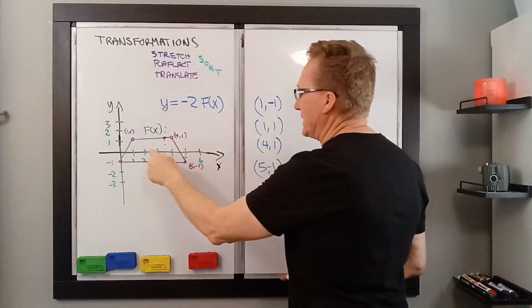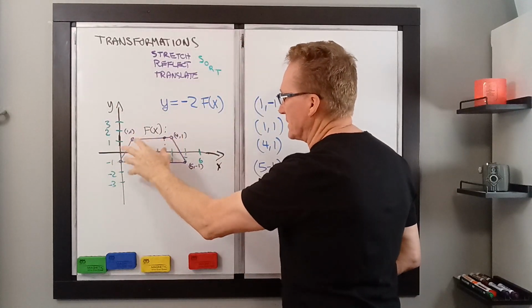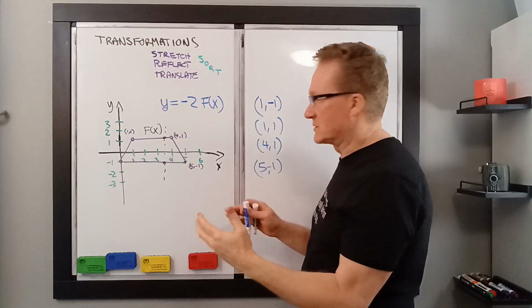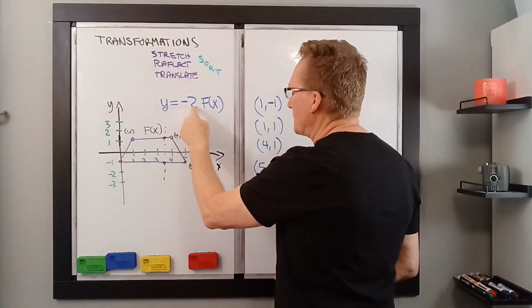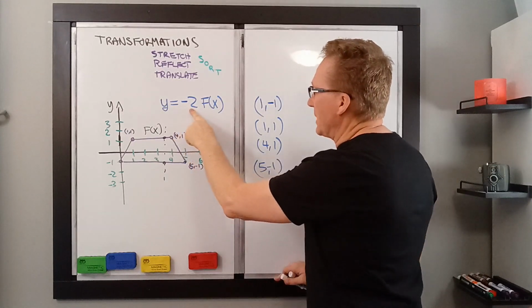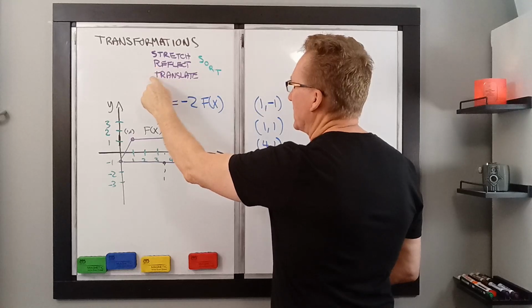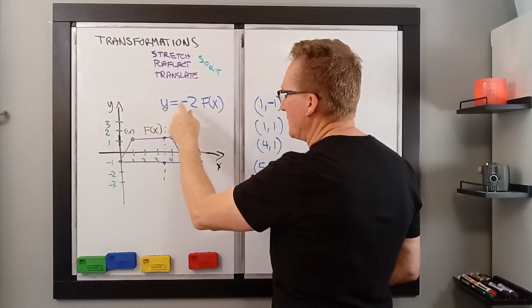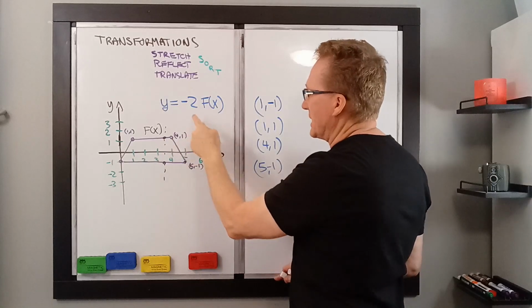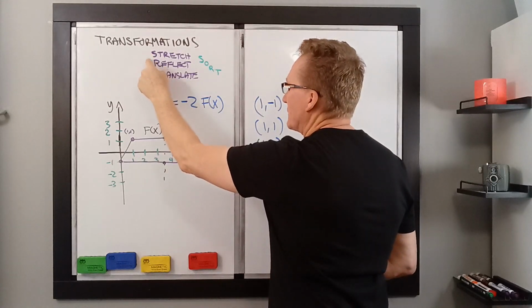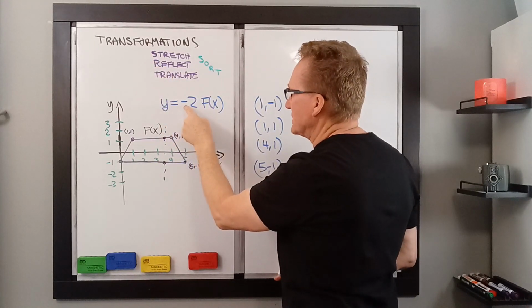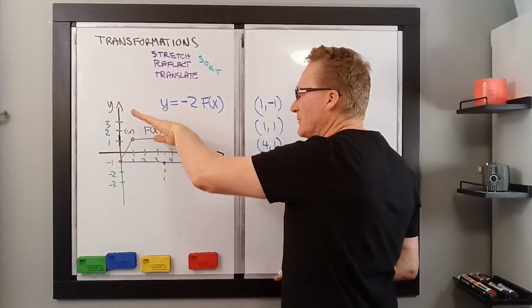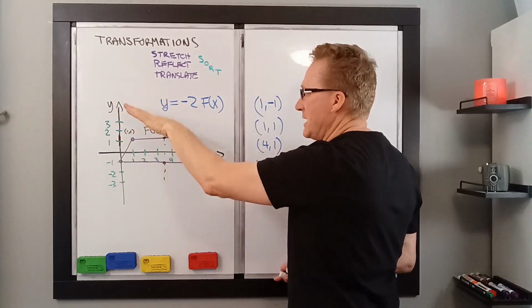So let's say we wanted to take this trapezoid, this function, or this relation, it's really a relation, and multiply it by -2. What's that going to be? Well, from what we talked about before, it's going to be a stretch of 2, but it's also going to be a reflection in the x-axis, because stretches and reflections can be taken together. So this would be a negative stretch.